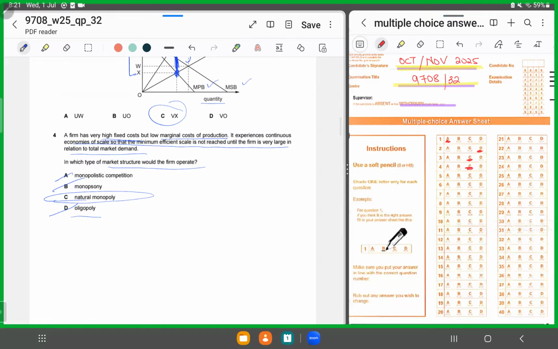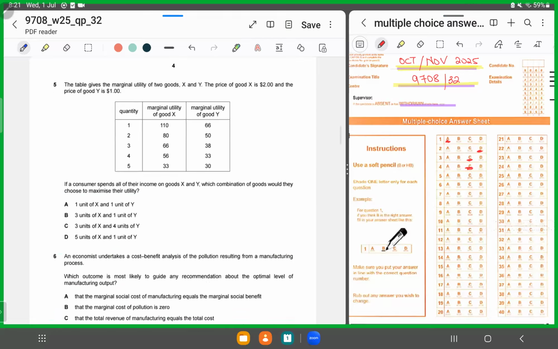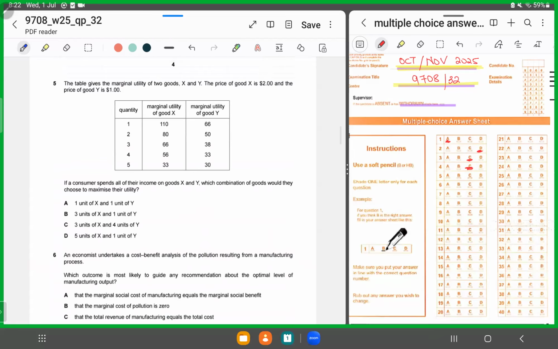Moving forward, MCQ number 5. MCQ number 5 displays marginal utility for two goods, X and Y. They've given prices for each. For X, it's $2. For Y, it's $1. And now they are saying if the consumer spends all of its income on both of these products, which combination would yield the consumer the maximum amount of utility?